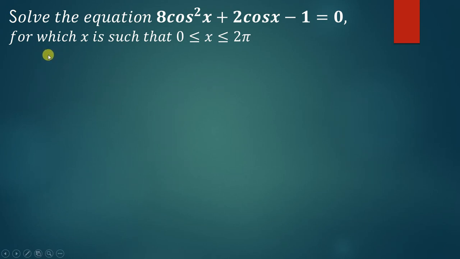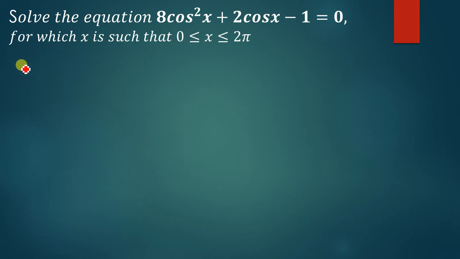Alright, so let's quickly move on. This question says solve the equation. This is the equation that we've been given, for which x is such that 0 is less than or equal to x, which is less than or equal to 2 pi. Meaning this domain is simply ranging from 0 up to 2 pi. 2 pi is the same as 360, because pi is equal to 180 in degrees. So let's solve this equation.